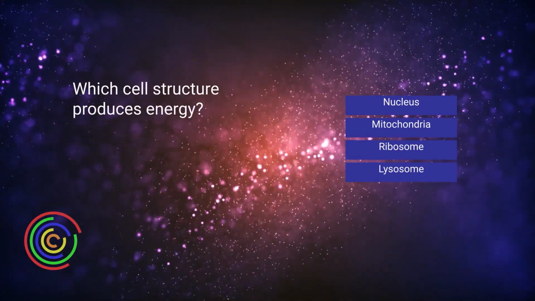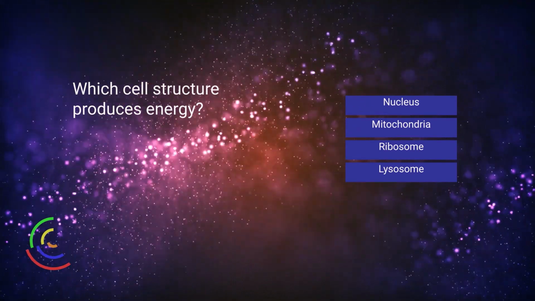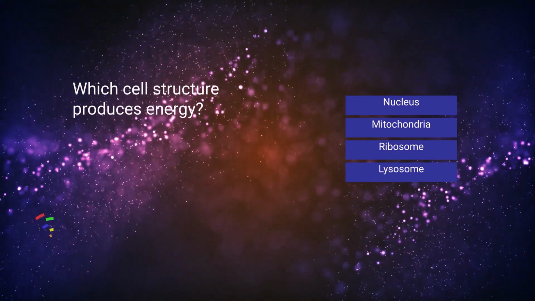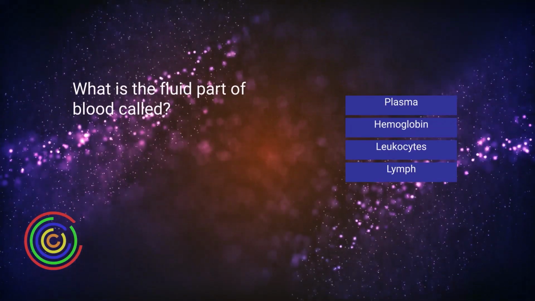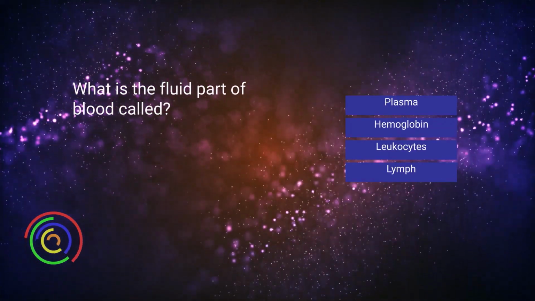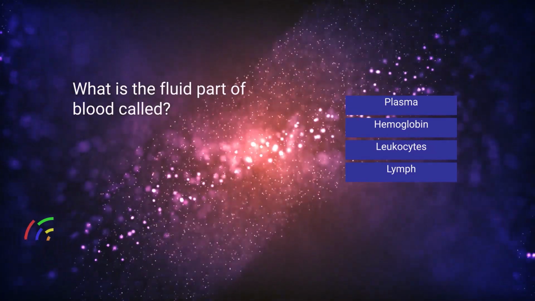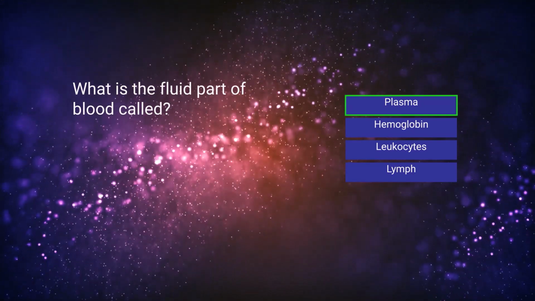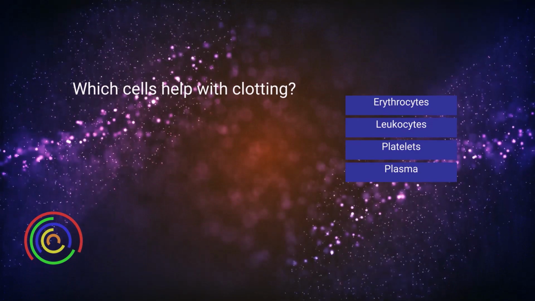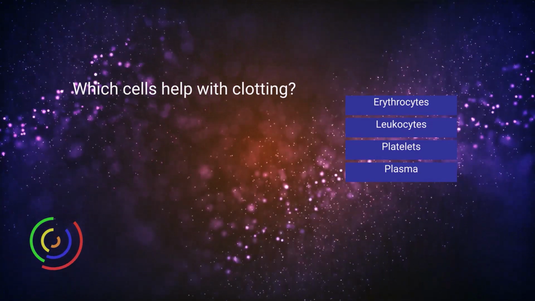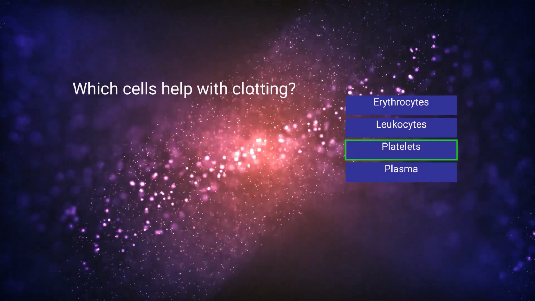Which cell structure produces energy? Mitochondria. What is the fluid part of blood called? Plasma. Which cells help with clotting? Platelets.